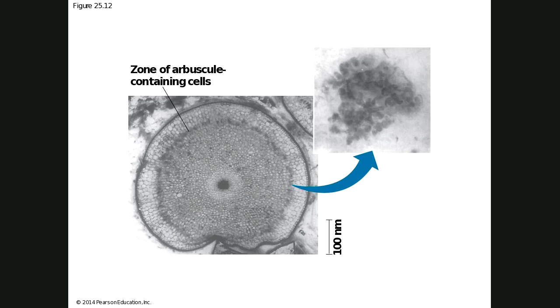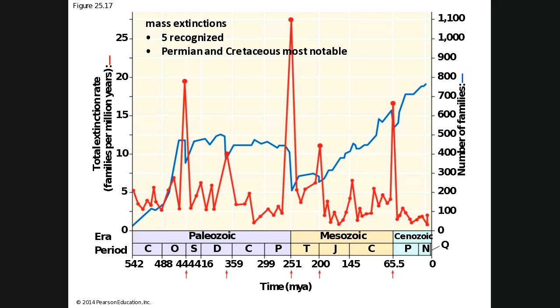It hasn't been all hunky-dory since then, though. The Earth has actually gone through a series of mass extinctions. Five or six, I've heard, recognized mass extinctions. We're going to talk about two of them. We'll talk about the Permian and the Cretaceous.